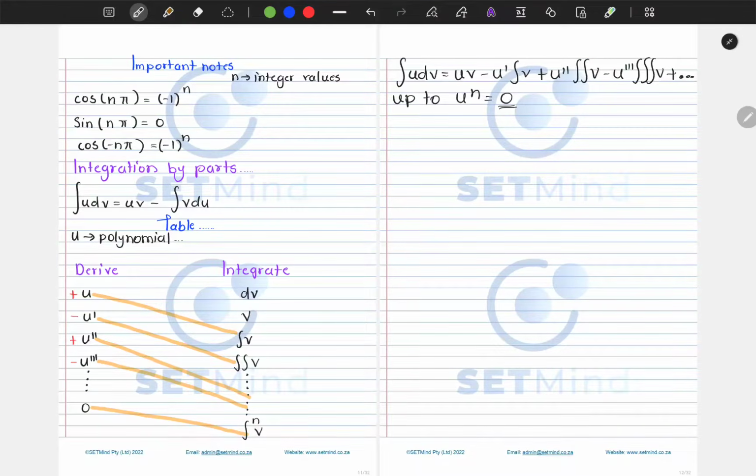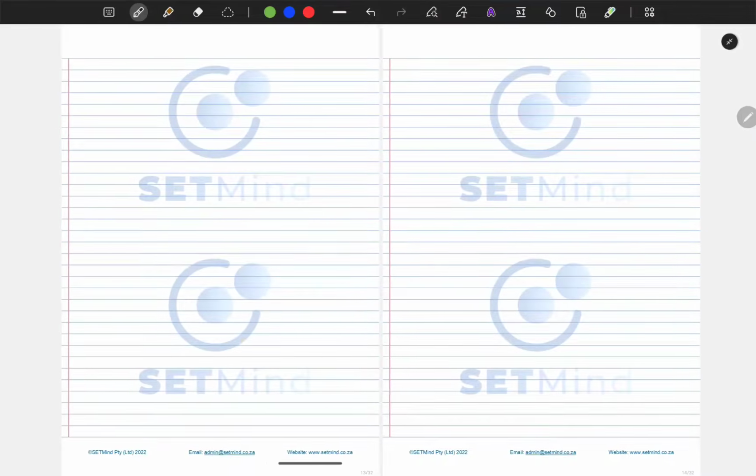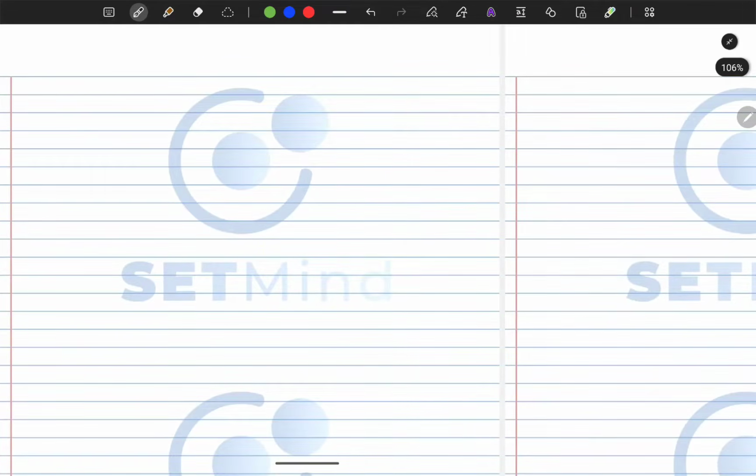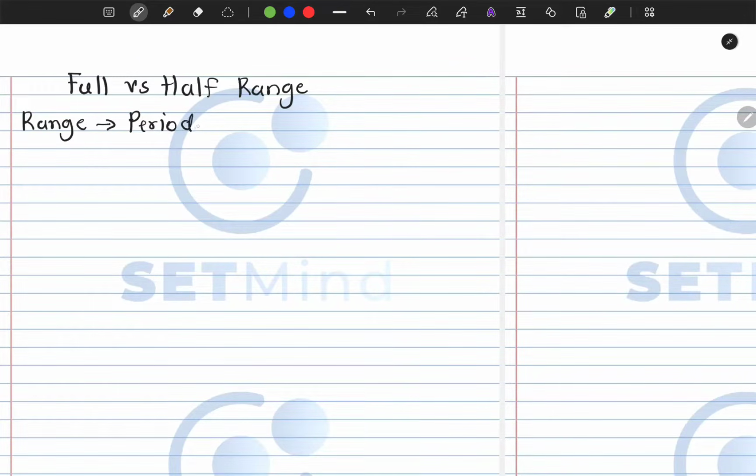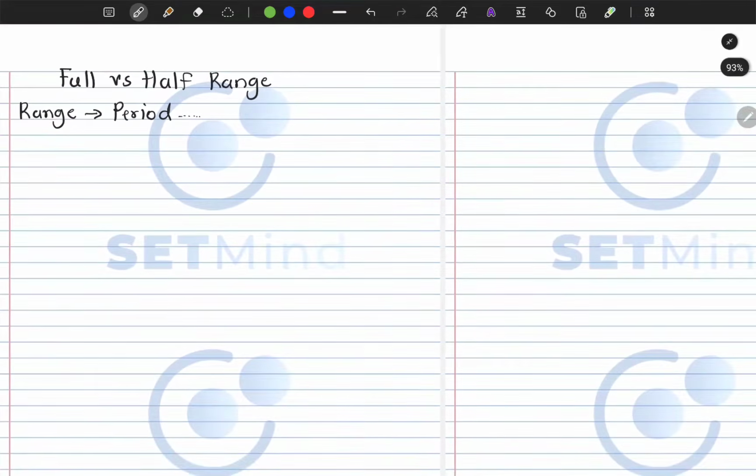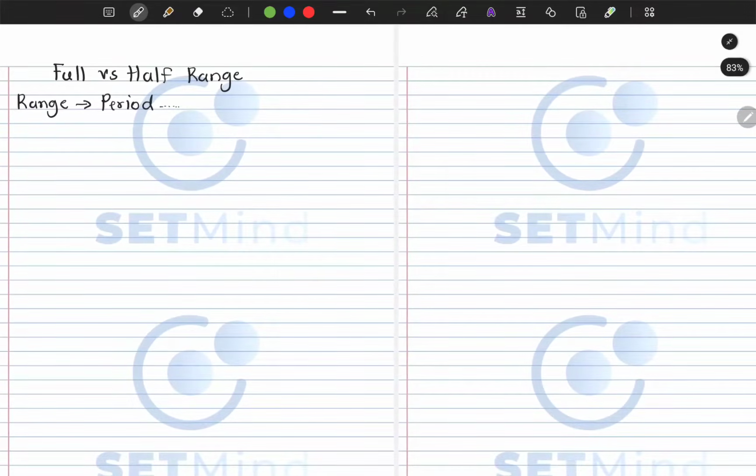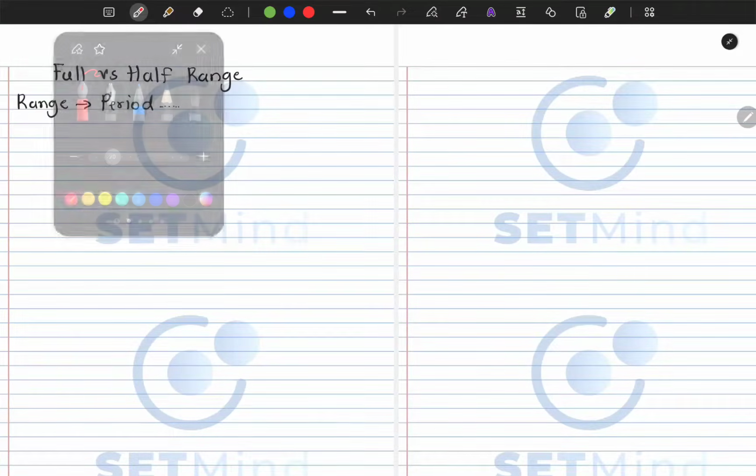Another concept I want to introduce you to is the idea of full range and half range. So that is what we are going to look at here: full versus half range. When we are speaking of this range, mostly we will be speaking in terms of the period. So the period is what is mostly affected. Let's go and have a look at full range.